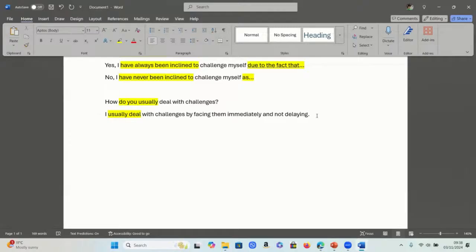But does it make a good impression? Or are you thinking, how can I show present perfect, for example? I have always dealt with challenges by facing them, but oh, I've got a better idea: seeing them as ways to improve myself. That goes better. The point here is we have managed to put present perfect in there.